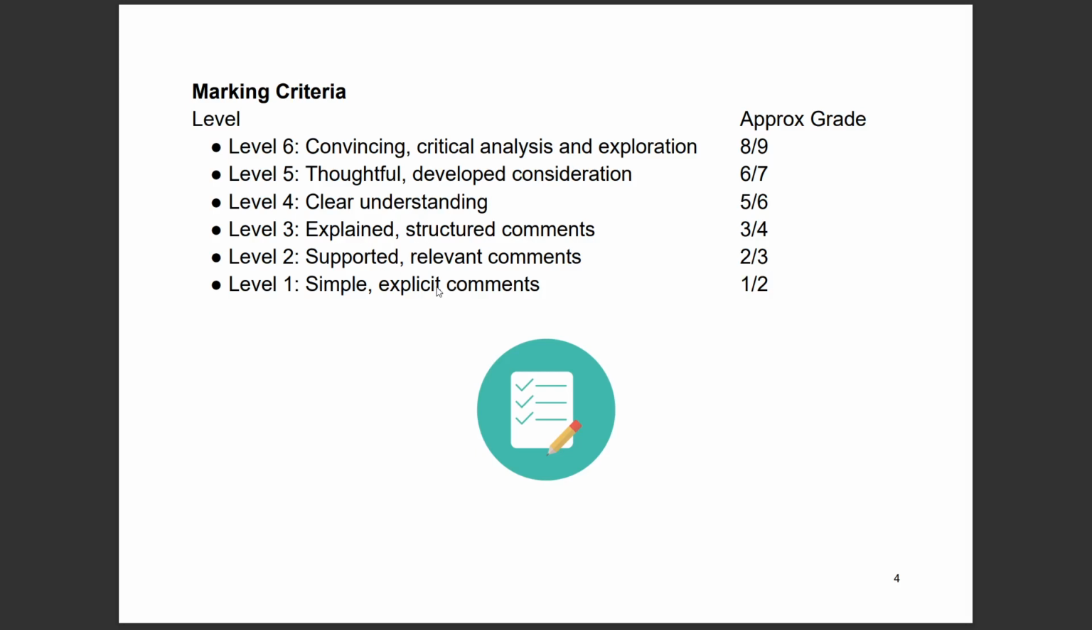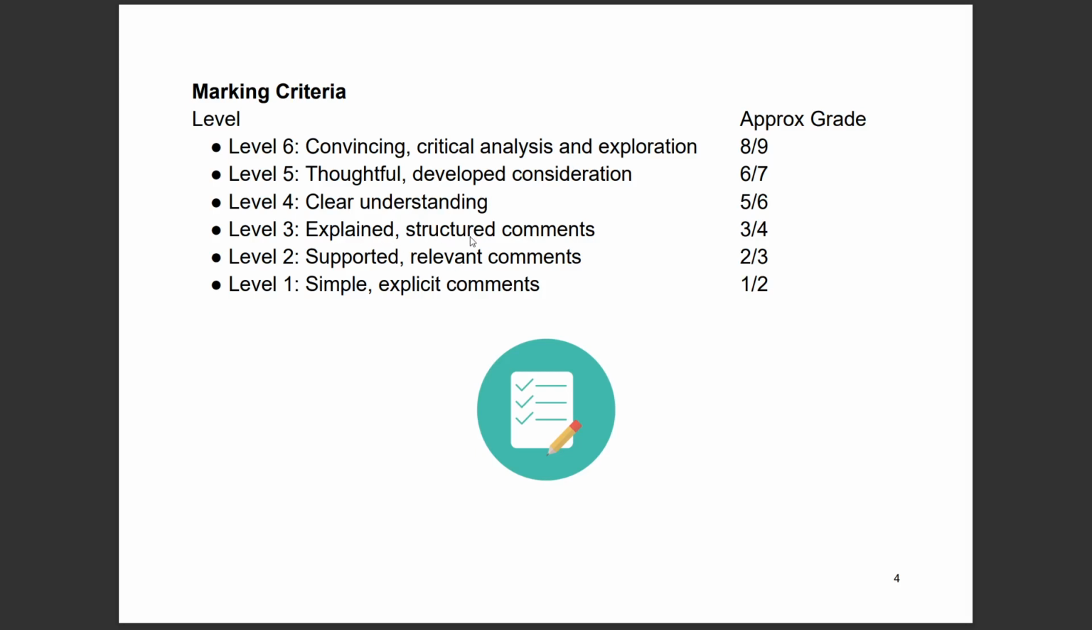Now, supported relevant comments. What does that mean? So supported means that you're giving the evidence. So this links back to the AOs. So you're giving quotes basically or references. Relevant means you're answering the question. If you go in and write down some random essay that you've memorized, even if it's a grade 9, if it's not relevant to the question, you're not going to get any marks.